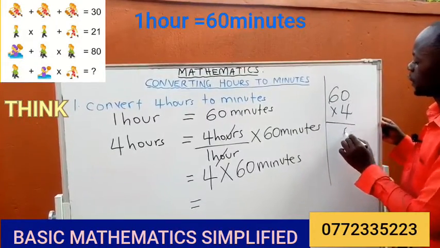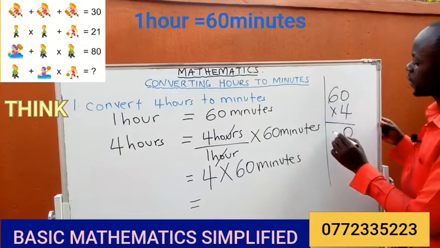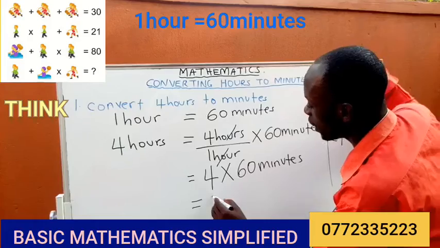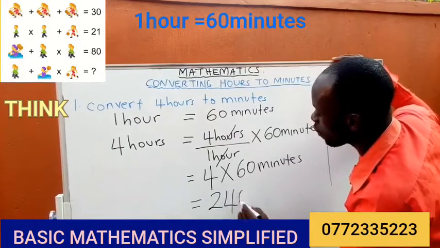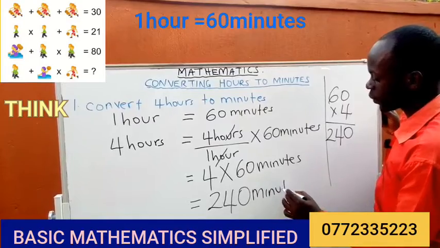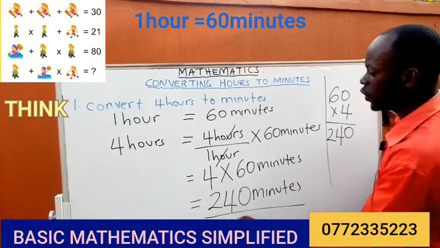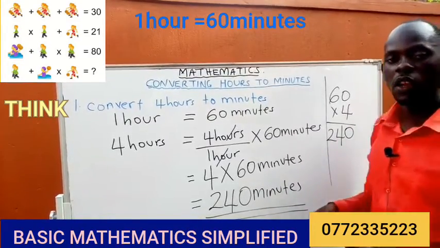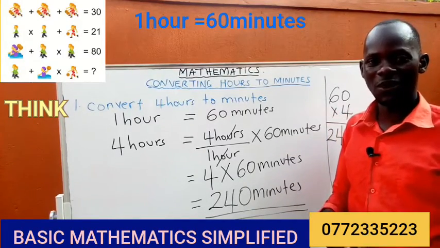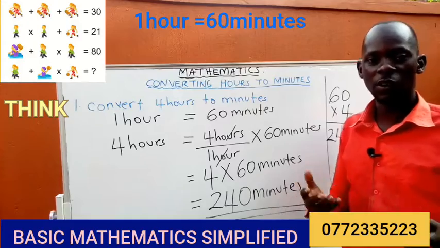4 times 0 is 0. 4 times 6 is 24. So you come here and say 240. Don't forget the minutes. This is 240 minutes. Remember, in mathematics, units are very important. When you leave out units, it means you will have left out something very important. Remember, they told you to convert to minutes, and you're supposed to be very careful.